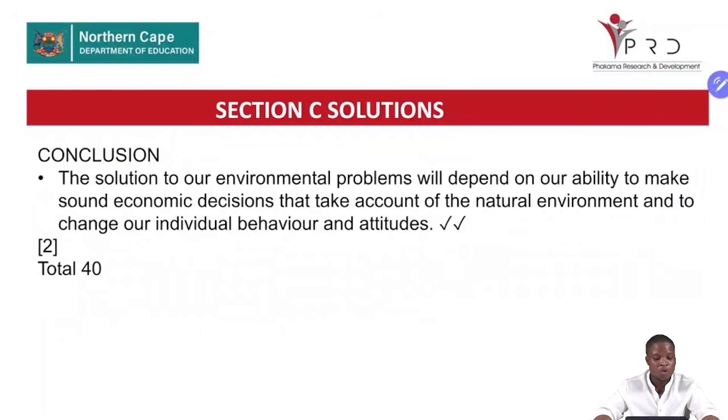Let's look at the conclusion. The solution to our environmental problems would depend on the ability to make sound economic decisions that take account of the natural environment and to change our individual behavior and attitude. Remember, this one as well is any higher order response that you may have to conclude, as long as you are not repeating the information in the body. Then you get 2 marks, and your total will be 40 marks.